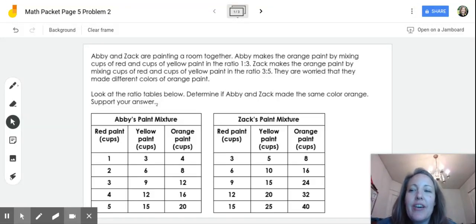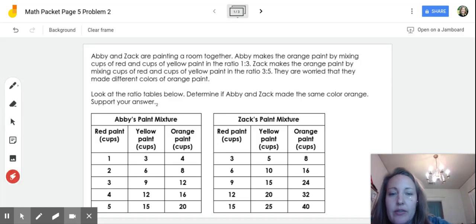I am working on Math Packet page 5, problem 2. In this problem, it says that Abby and Jack are painting a room together. Abby makes the orange paint. Orange is great for Sarah Scott, right? That's one of our colors. She's mixing cups of red and cups of yellow in the ratio of 1 to 3. So that ratio, 1 to 3.